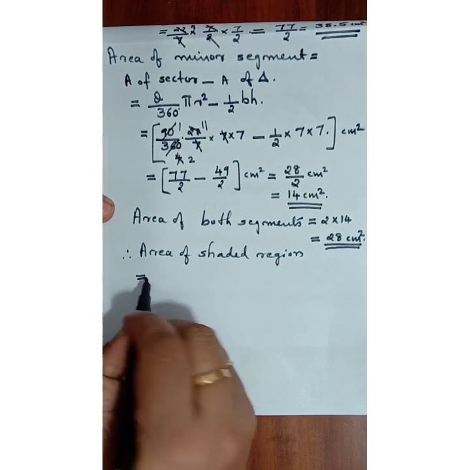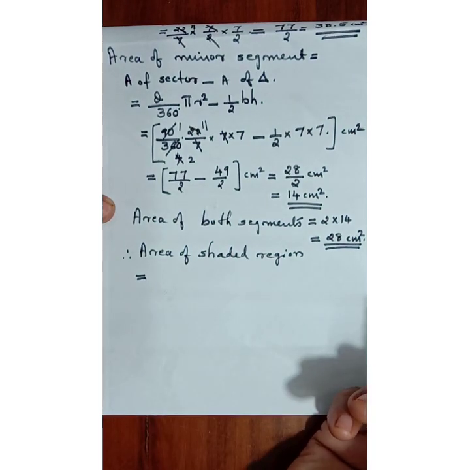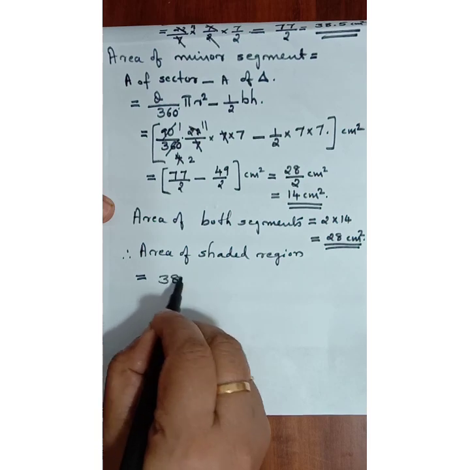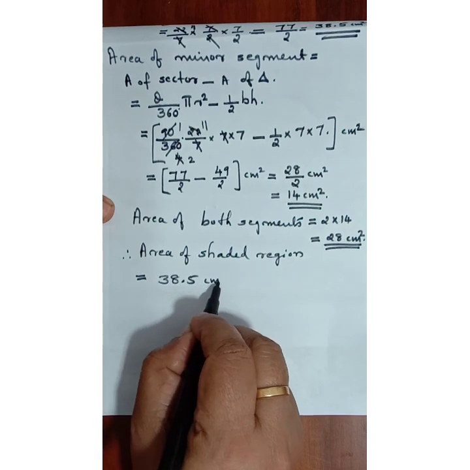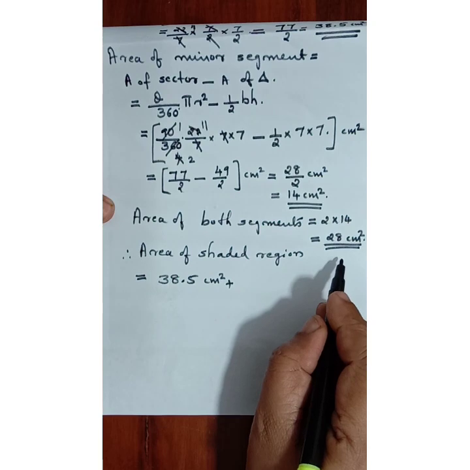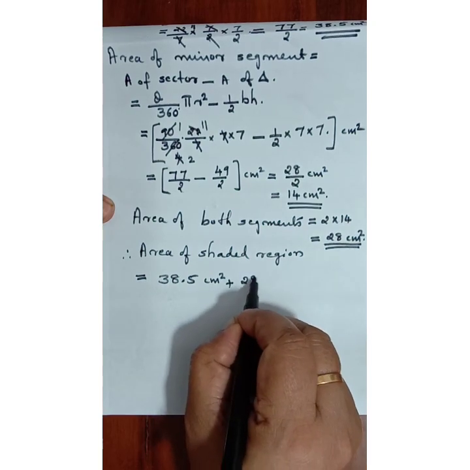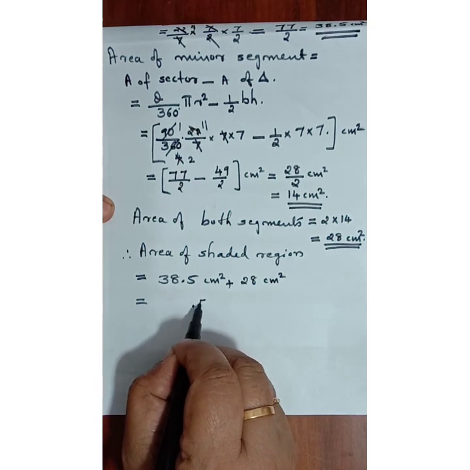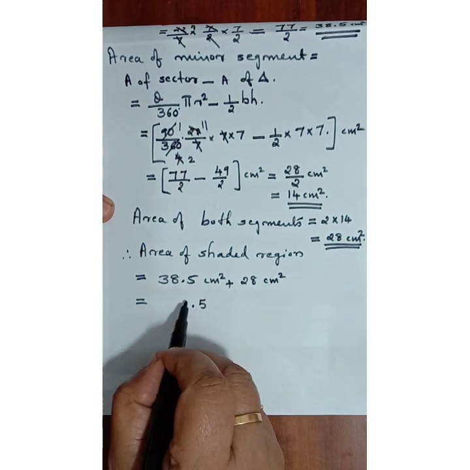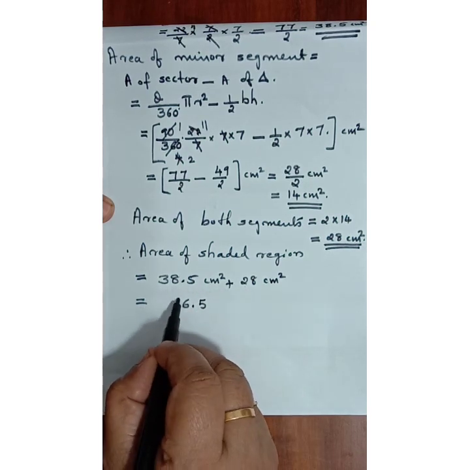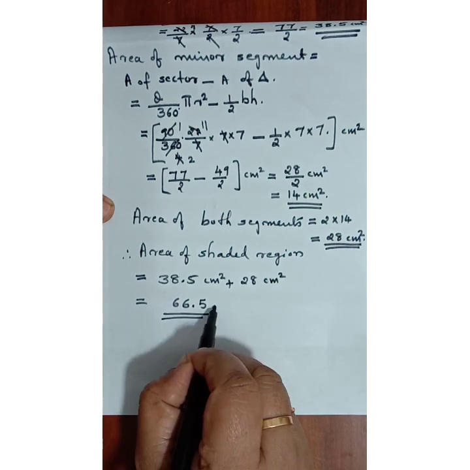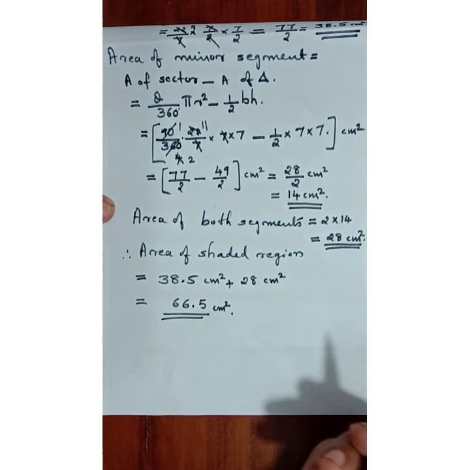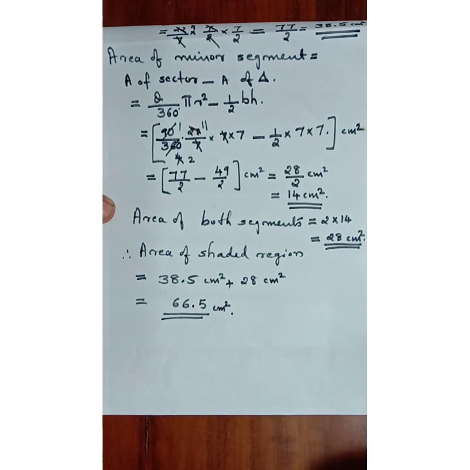That's equal to the area of the circle, that we have already found out as 38.5 cm square, plus the area of both the segments, it is 28 cm square. We have to add both. What do we get now? 0.5, 8 plus 8, 16, 1 remainder. 3 plus 3, 6. 66.5 cm square. That is the total area which is shaded.